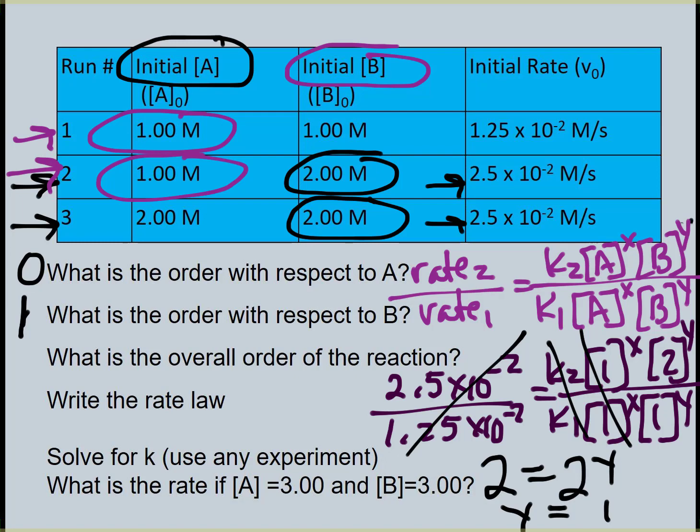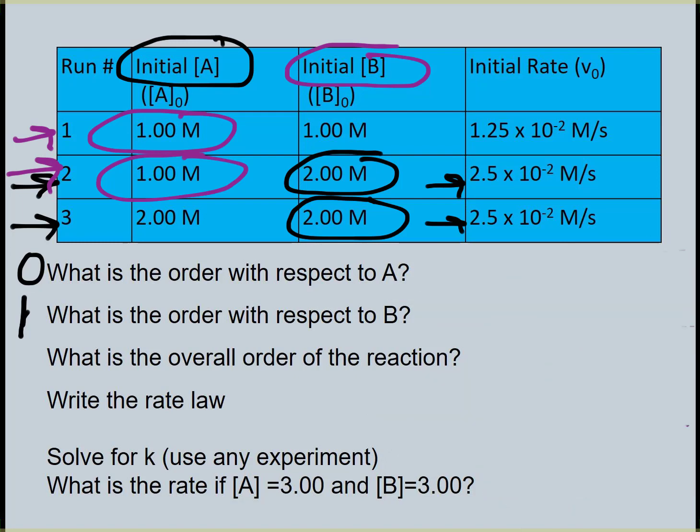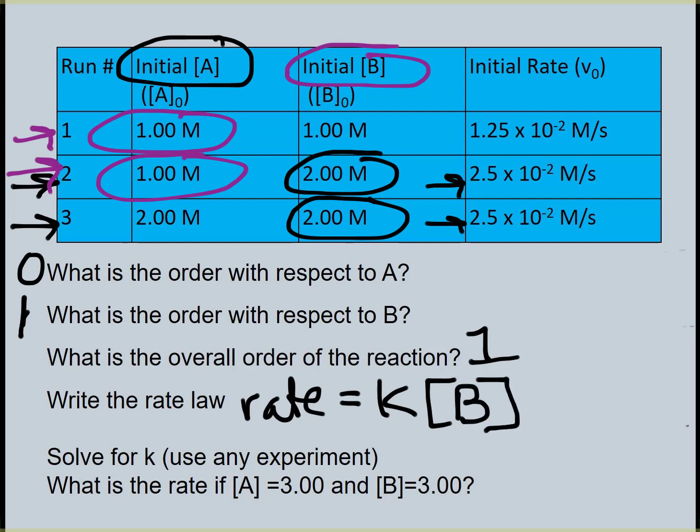So let's go ahead and write our rate law. I'm just going to erase a little bit just to clear this up. So my overall order of reaction would be a 1 because 0 plus 1 is 1. So write the rate law. I'll go rate is equal to K times the concentration of B, and I'm done. So it's just B to the 1. Remember, A is just a zero order, so it's not really in there.